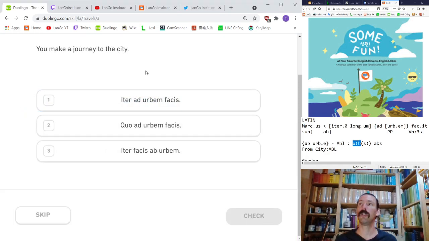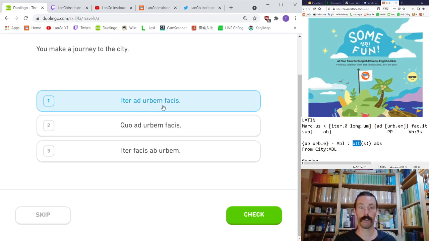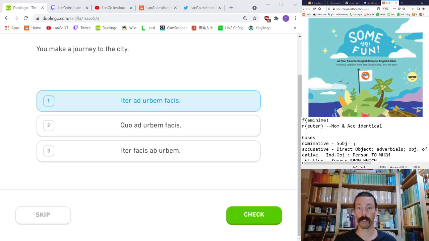You make a journey. The iter, the object, you make it. Facis. And to the city, ad urbem, accusative of the destination. So that's a good use of accusative. Destination and extent. Come there.